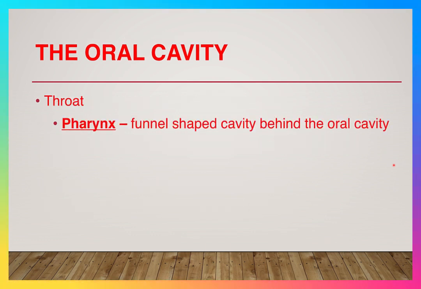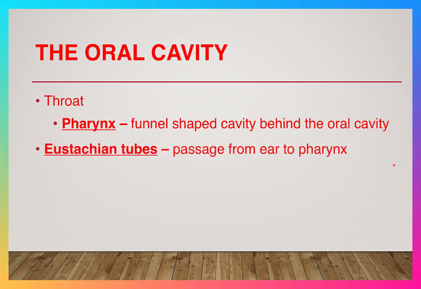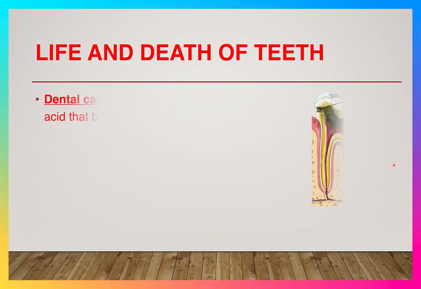Then we move on to the throat, and the throat moves back. If you go to the base of the tongue, which is the end of the oral cavity, then there's this funnel called the pharynx. And the pharynx is this funnel-shaped cavity behind the oral cavity. And this is where the eustachian tubes empty. Remember, the eustachian tube is a tube that leads from the ear into the throat, and it empties in the pharynx.